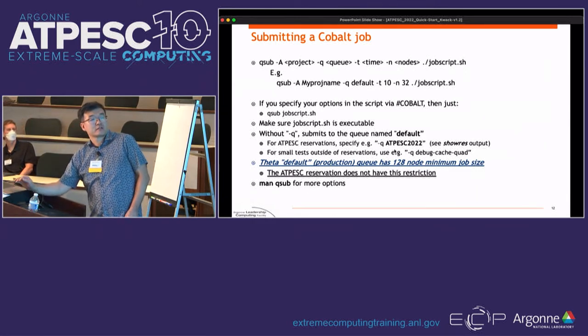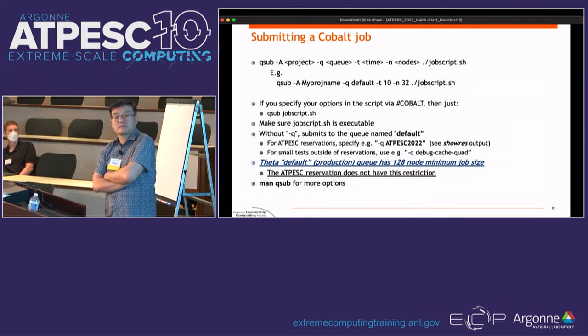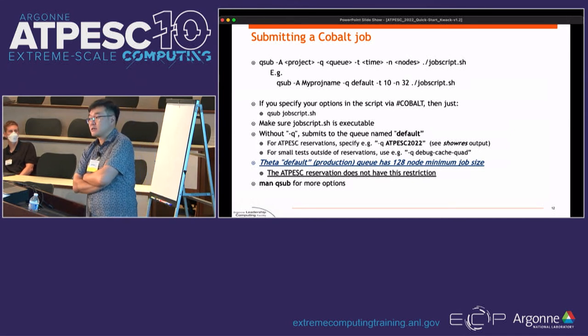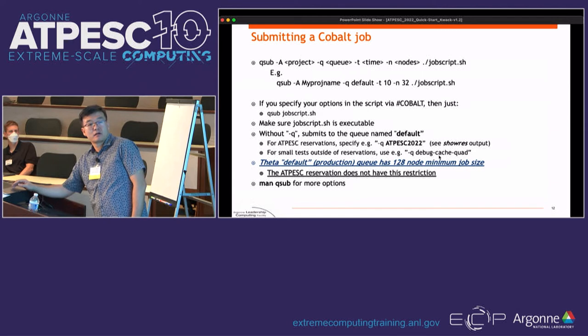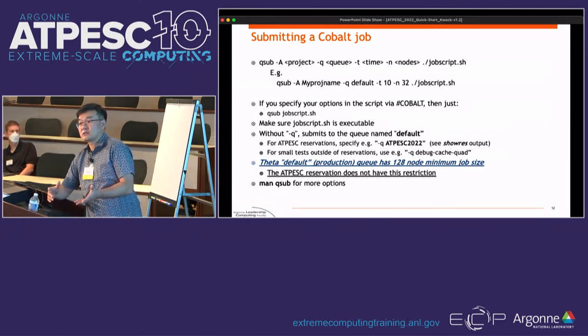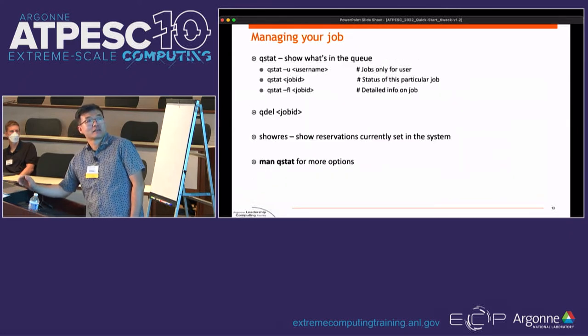Also, sometimes you may see that the reservation will end soon. In this case, you won't be able to use your reservation. In that case, you may just use the debug queue, which is -q debug-cache-quad. We have a small set of nodes for this debug queue. So if you don't see any reservation in the system, you may use this debug queue for your quick test. I believe you will ask us a lot about this queue because you will fail to get some nodes. But just feel free to let us know and we can help you out very quickly.